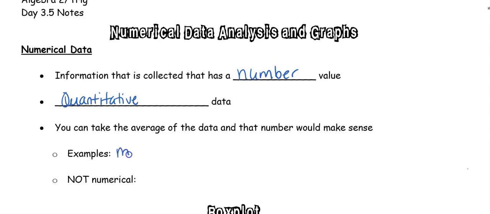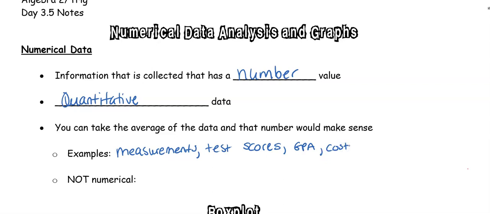So for example, if you have different measurements, we used an example the other day of test scores. We found the average and the median of test scores. Your GPA has number values. The cost of an item has number values.